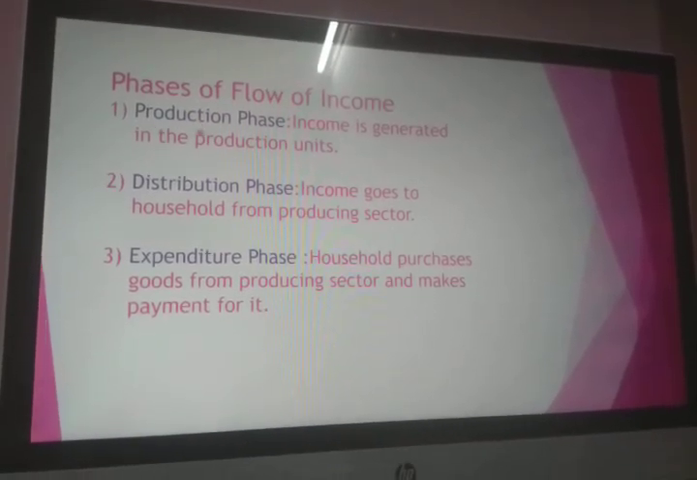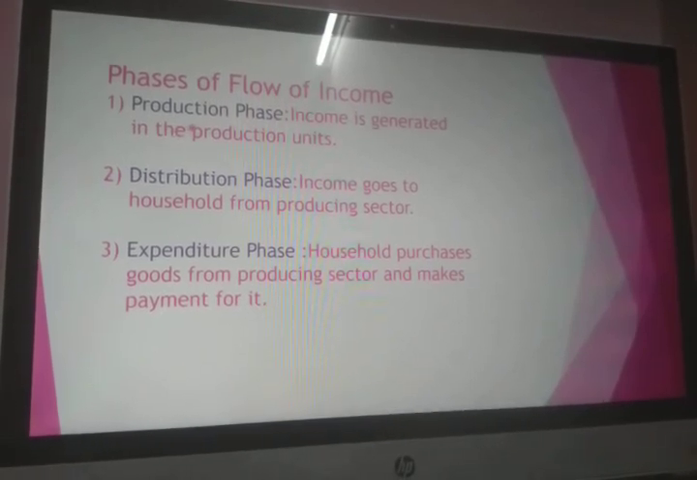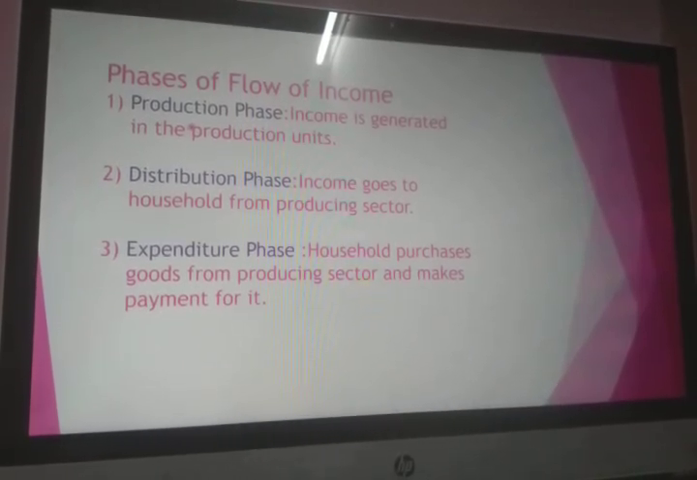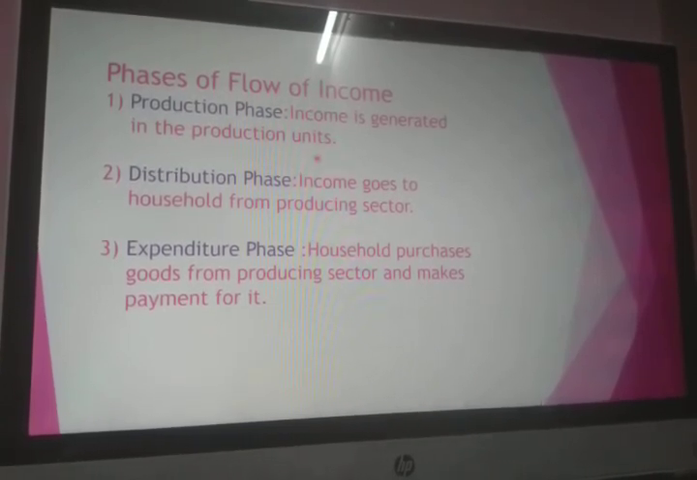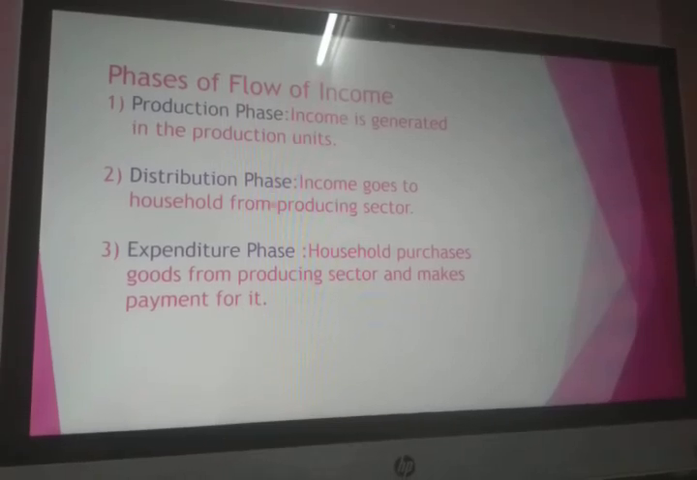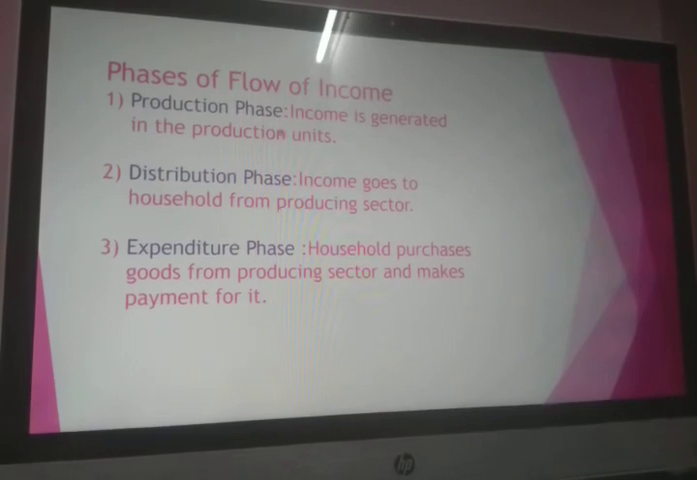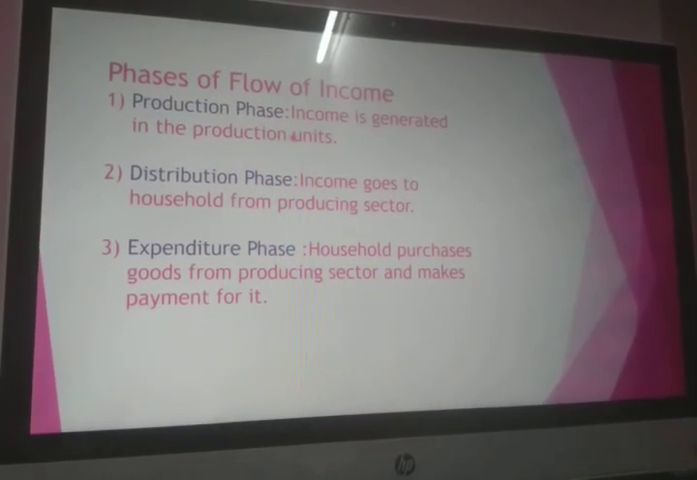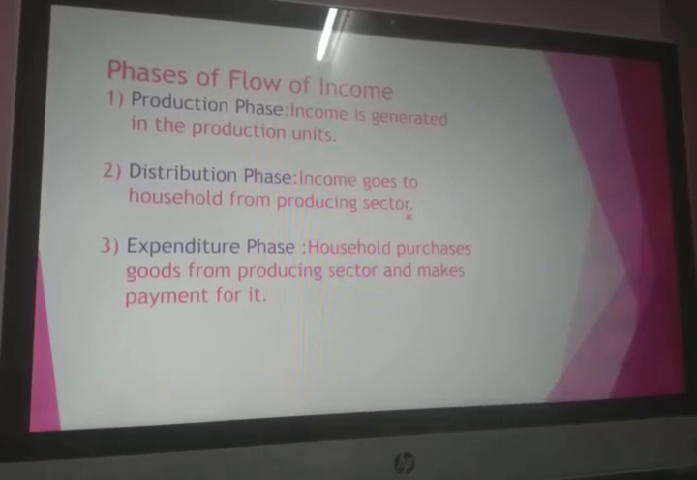You have already studied the circular flow of income, in which the producing sector is focusing on the production activity, and in that process the income is generated in the production units. The second phase is followed by the distribution. Once the factors of production are employed, definitely they will demand the income against their services. So in the distribution phase, that income is distributed among the factors of production by the producing sector.